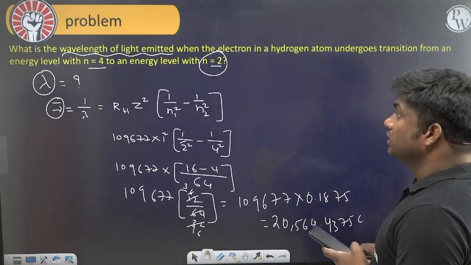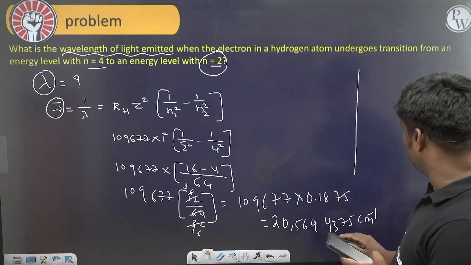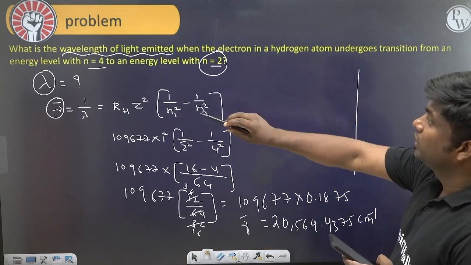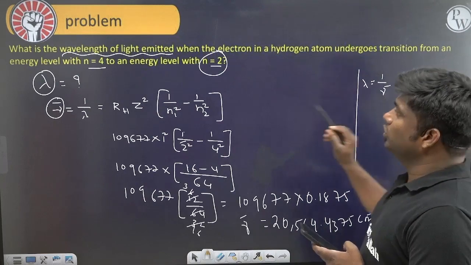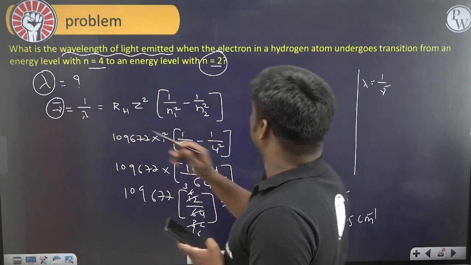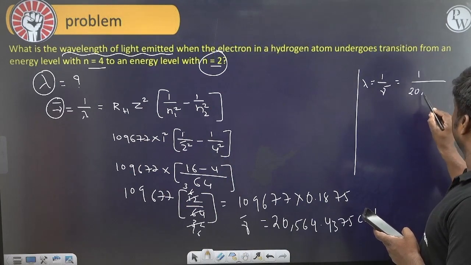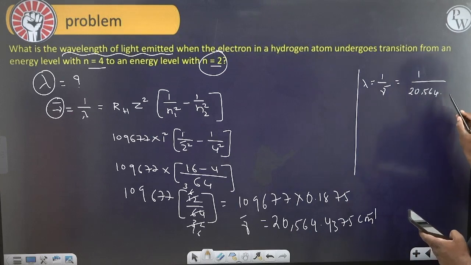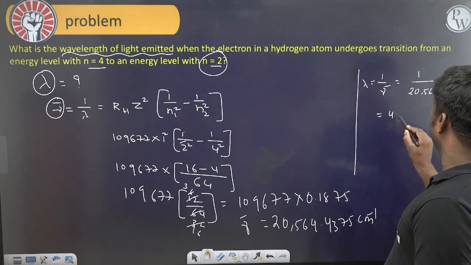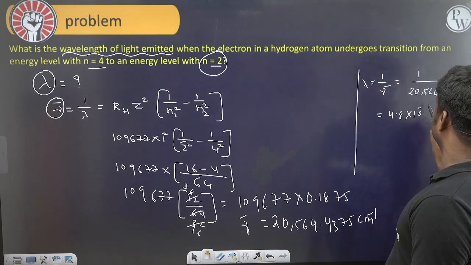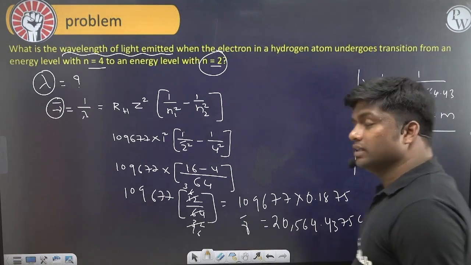Nu bar means centimeter inverse. Wavelength you want; this is the nu bar value. What do you want? Lambda. Nu bar is equal to 1 by lambda, so lambda is equal to 1 by nu bar, which is 1 by 20,564.43. This equals 4.8 into 10 to the power minus 5 centimeters. This is the answer.